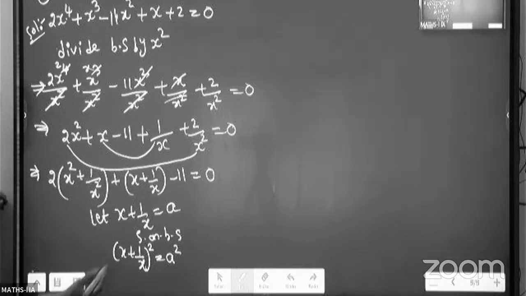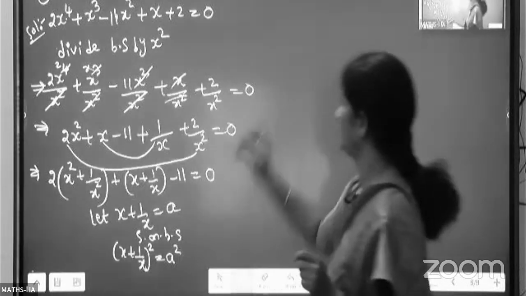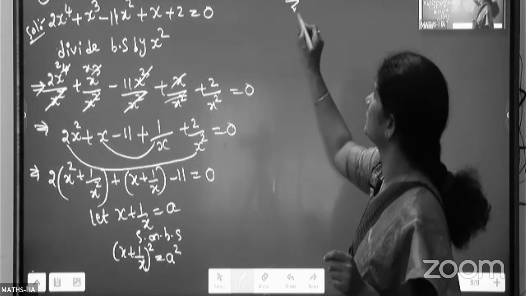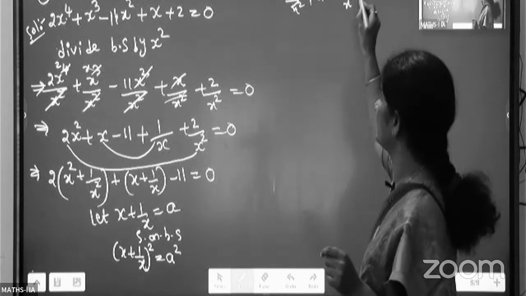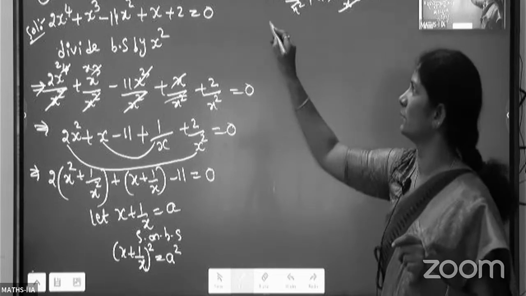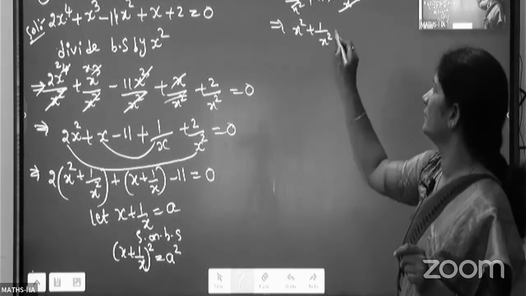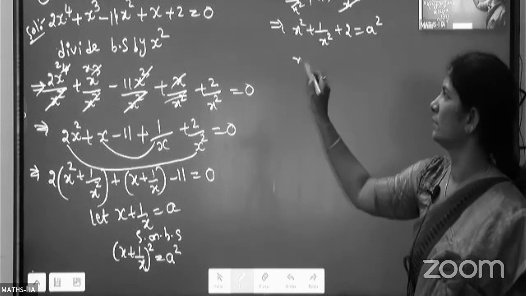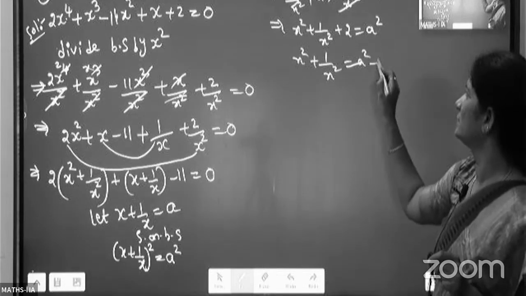More you have to simplify. Expand this as (a plus b) whole square. Come on, expand this as (a plus b) whole square. x square plus 1 by x square plus 2 into x into 1 by x is equal to a square, x and x getting cancelled. So what is left here? x square plus 1 by x square plus 2 is equal to a square. x square plus 1 by x square is equal to a square minus 2.